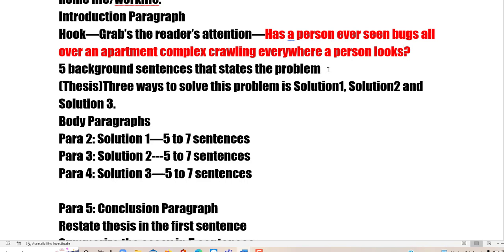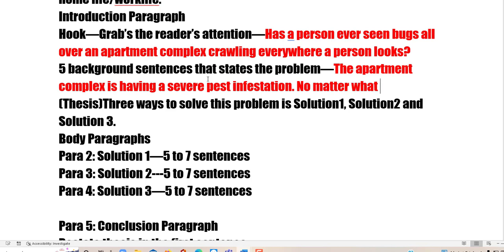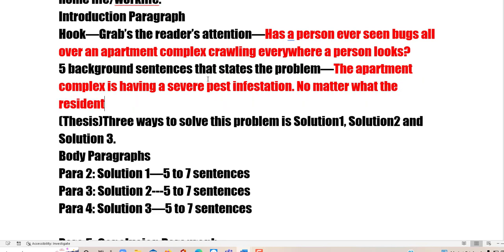Now we want to have 5 sentences describing the problem. And so here you would say that the apartment complex is having a severe pest infestation. No matter what the resident does, the bugs persist.